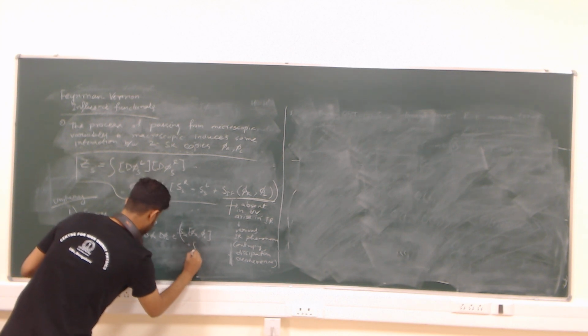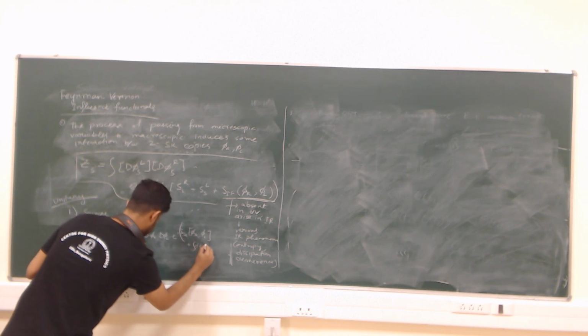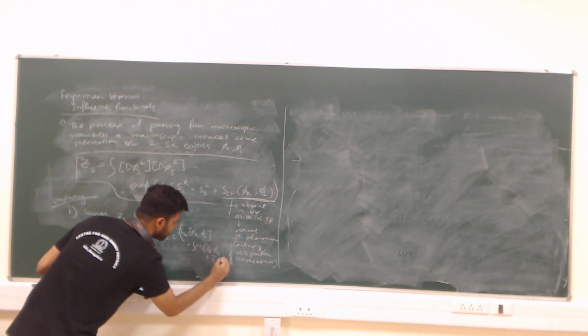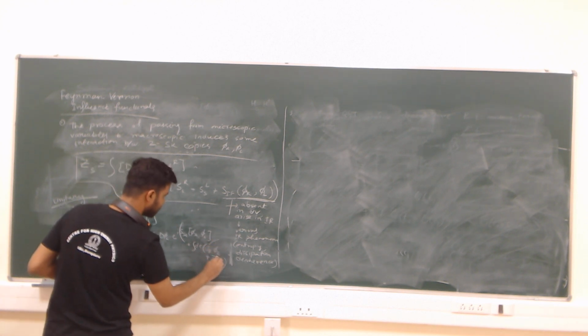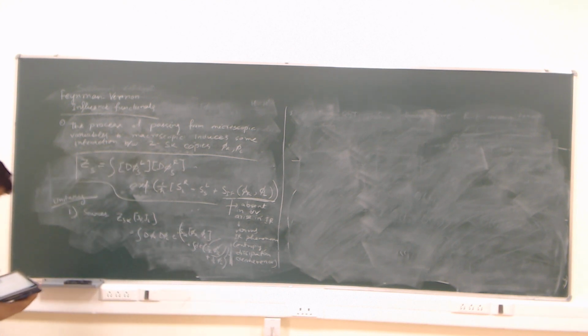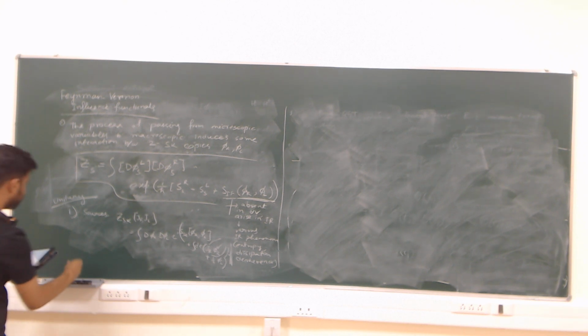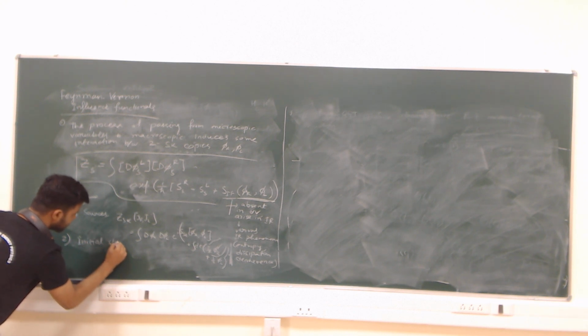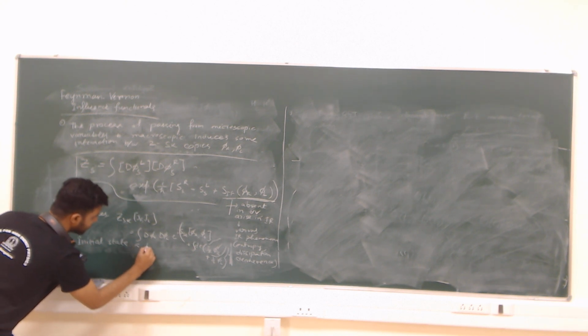Plus the integral of dt J_r phi_r plus J_l phi_l, where J_r and J_l are the sources corresponding to the phi_r and phi_l branches. So this is one case. Another case is if my initial state is thermal.